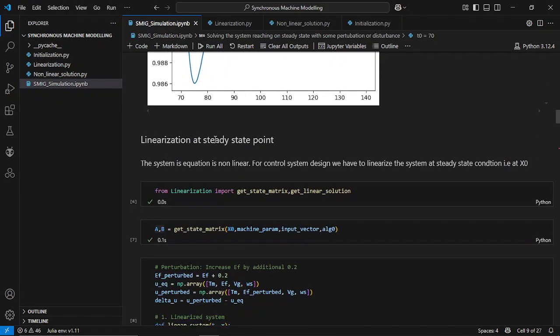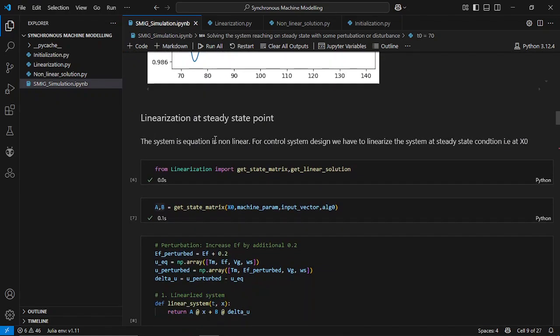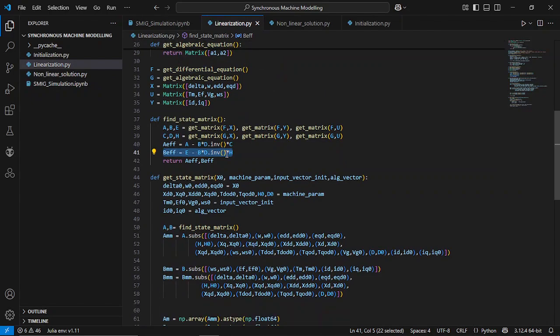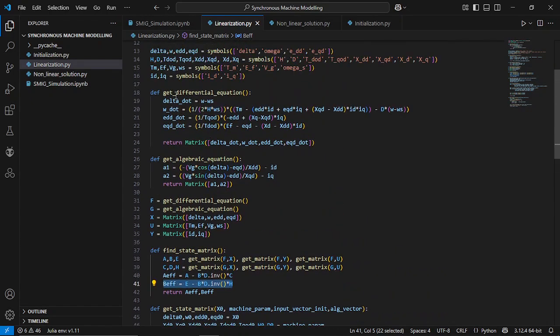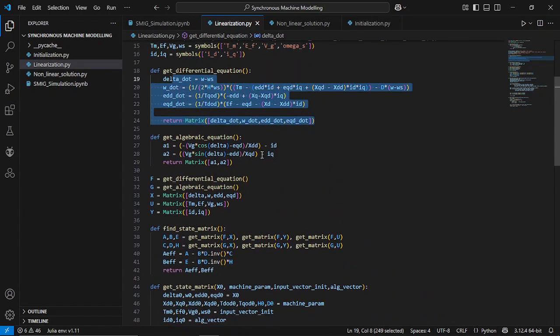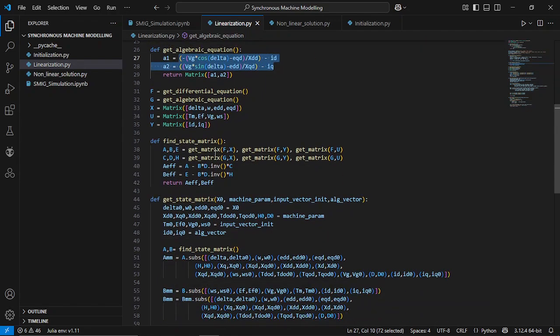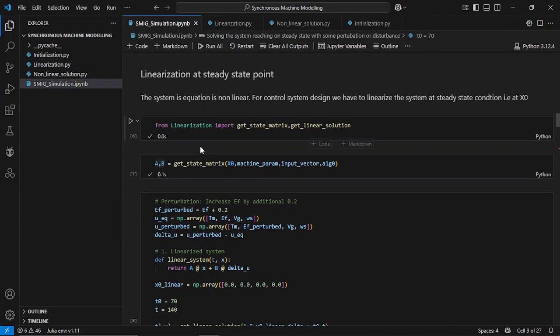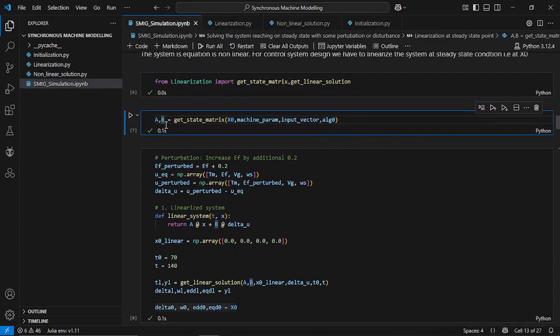But I want to linearize at some steady state point. For linearization, I already mentioned from the grok.ai, I calculate the Jacobian matrix. I defined the differential equations, I defined the algebraic equations, and I calculate all the matrices that are required, and I calculate the A and B matrices here. This A and B matrix represents the linear model of the system around the equilibrium point on which the machine is operating.